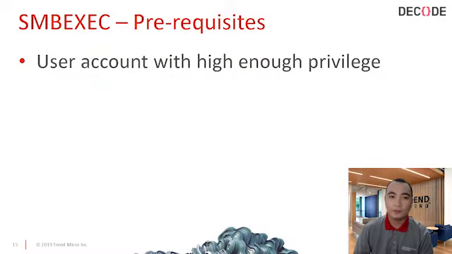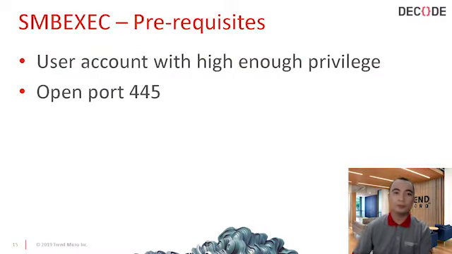So it executes a command, it creates a service, it pipes the command via cmd.exe, and then deletes it afterwards. So if you're not reviewing the event logs, you wouldn't see any artifacts. However, SMBExec has some caveats or prerequisites. For SMBExec to work, you need a user account with high enough privilege. And of course, you need to have an open port 445 since SMBExec uses the SMB protocol.